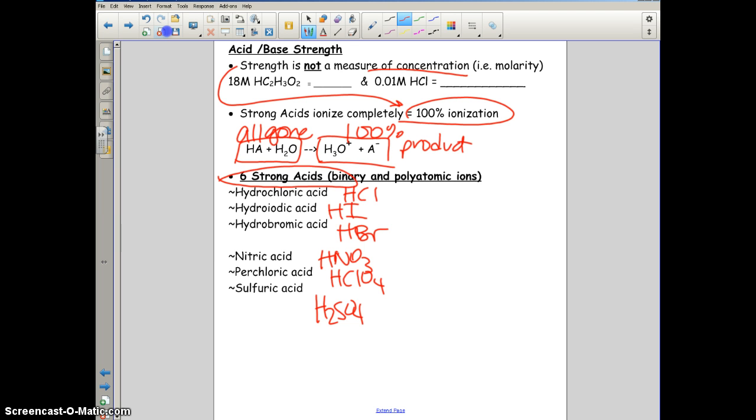So if I have a beaker of HA, the beaker actually has no HA in it at all. The beaker only contains hydronium and A-. There's none of this left because every bit of it will ionize and form the two products.